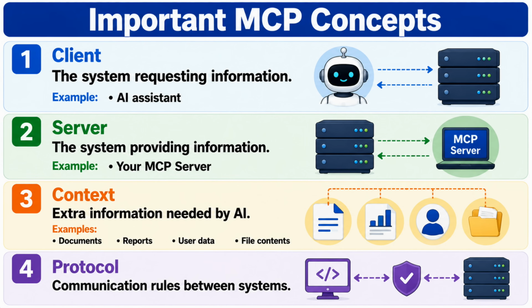Now we will see important MCP concepts. First one, client. Client is the system requesting information, for example, an AI assistant. Second one, server. Server is the system providing information, for example, your MCP server. Third one, context. Context means extra information needed by AI, for example, documents, reports, user data, and file contents. Fourth one, protocol. Protocol is a set of communication rules between systems.